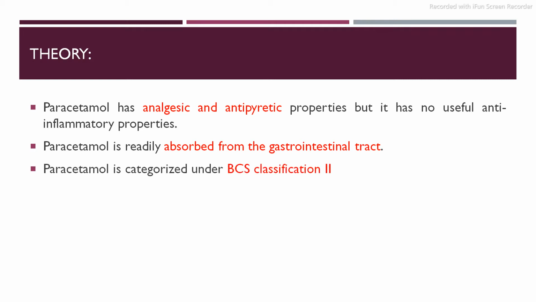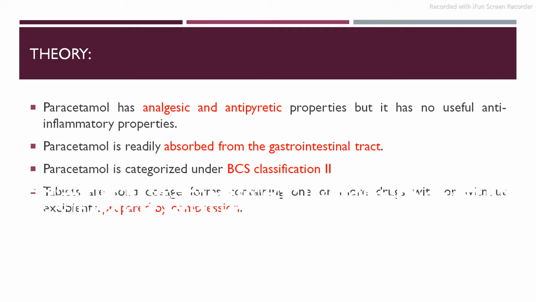The paracetamol is categorized under BCS classification 2. What is meant by BCS classification 2? It means those drugs which are having low solubility and high permeability. So although the paracetamol is having low solubility, it is solubilized at the gastric pH. So that's why it is given by means of oral administration.